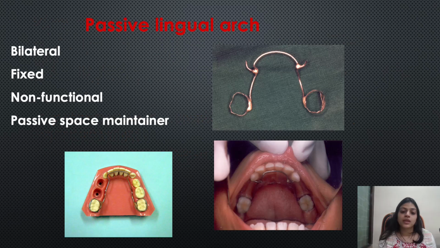Okay. Then comes another appliance which is passive lingual arch. You can see this is a bilateral appliance which is fixed. It has bands and is non-functional because we are not involving any pontic over here. Passive space maintainer. Okay, so this is how a lingual arch looks like. Okay, this is a lingual arch with spurs.